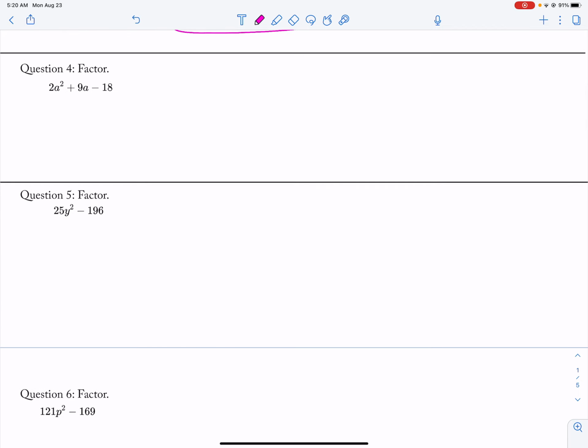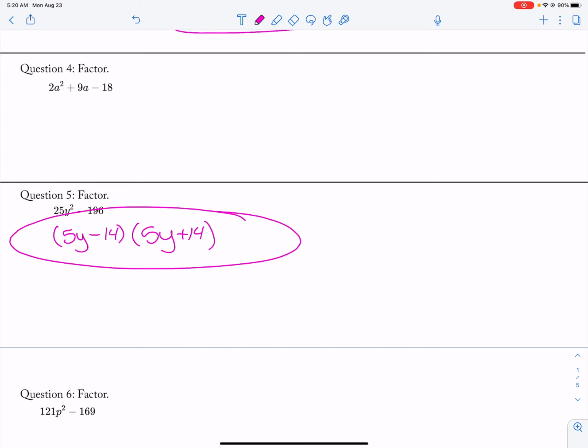Okay, so question 5 is a difference of squares. 196 is a perfect square. So I take the square root of 25 and I get 5, and I take the square root of 196 and I get 14. So then I get a negative 14 and a positive 14, and that factors my difference of squares. It is a difference of squares because there's no b term in the middle, and that's why it factors to just perfect squares on the outsides.